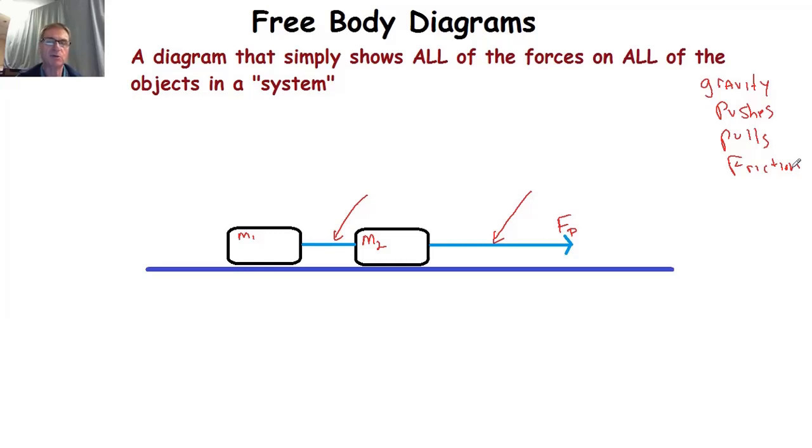You'll either be told whether the surface is frictionless or not frictionless. In this case, it's going to be frictionless, so we don't have any friction. But we do have gravity, and we do have pushes, and we do have pulls. Actually, we only have pulls in this case. Gravity is going to act on block number 2, and I'm going to label this the force due to gravity on block number 2.